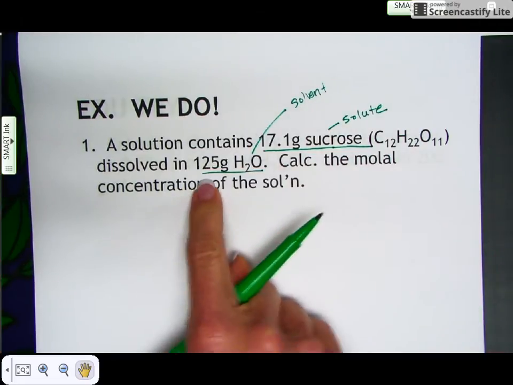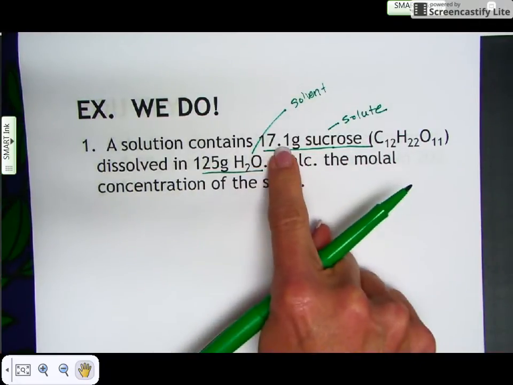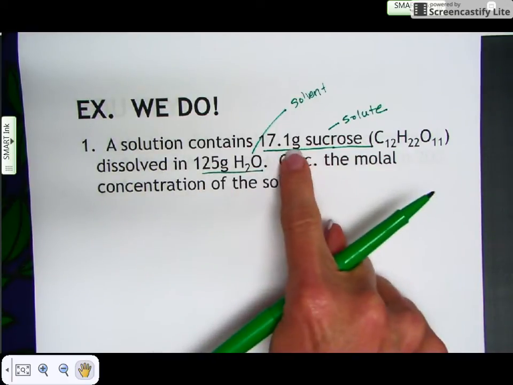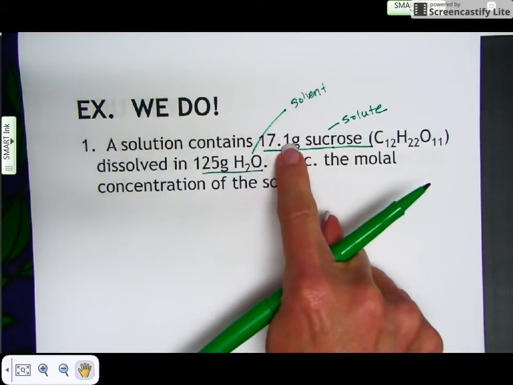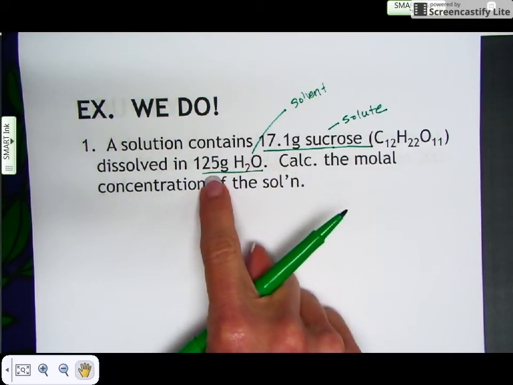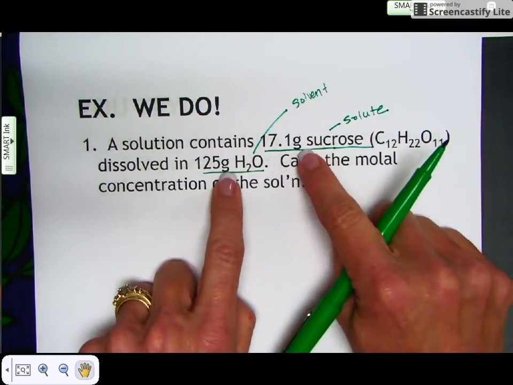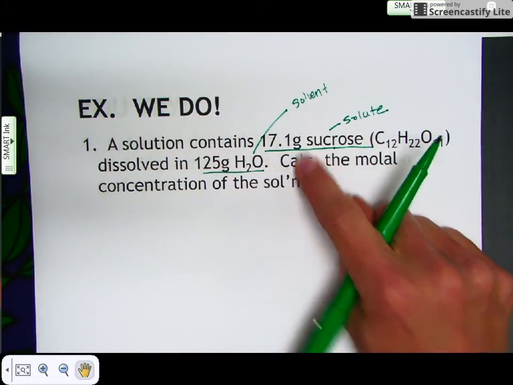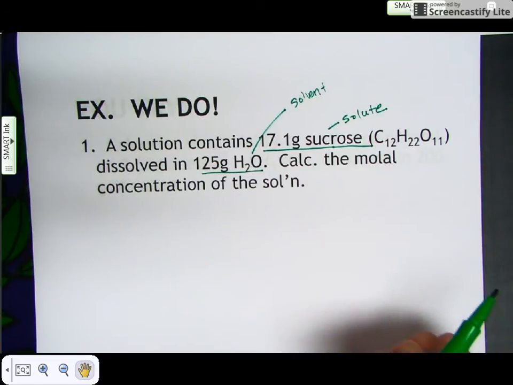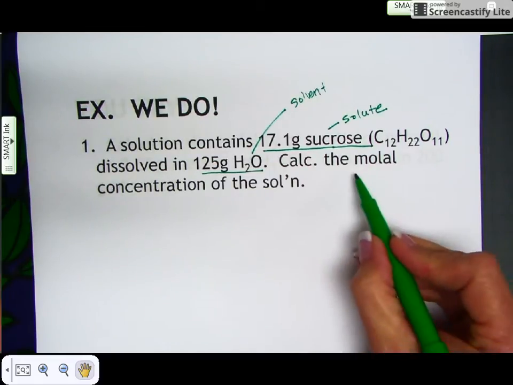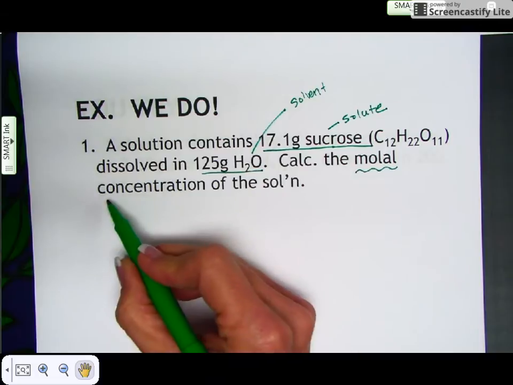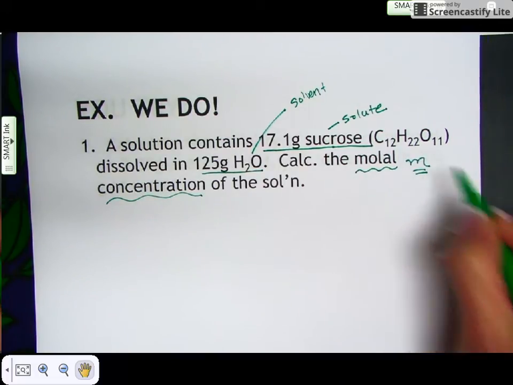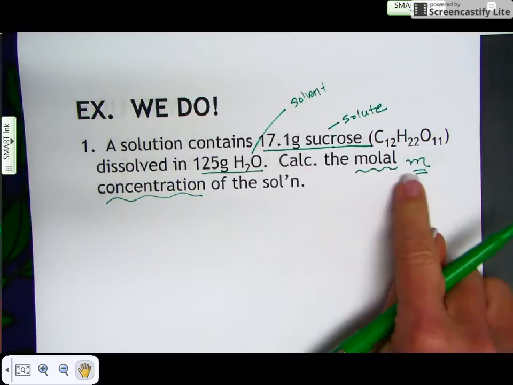Another thing I want to point out, look at your relative amounts, 17.1 grams versus 125 grams. The solute is always present in the lesser amount and the solvent in the greatest amount. And remember, that's also if you're comparing the same unit, gram to gram. So here it's easy to tell, but on some problems it might not be. This is calculate the molal concentration. Molal is the lowercase cursive m, versus molar, which ends in an R for the big M.